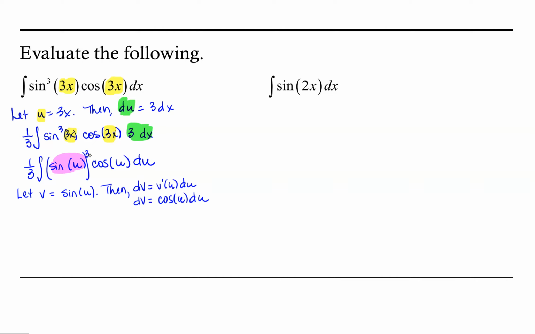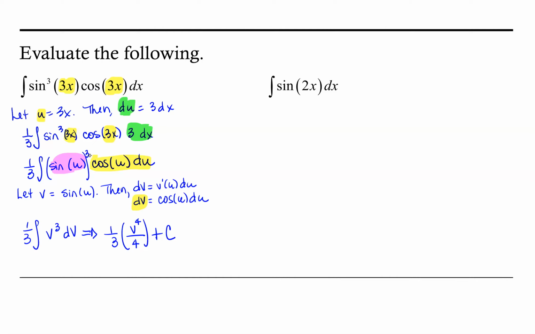And so I can see within my integral that I could replace sine of u with v. And so I would have 1/3 the antiderivative of v cubed. And then I can also see that my dv is cosine of u du, which we do have as part of our integral. So I could just call this dv. At this point, I could go ahead and integrate. I'd have 1/3 times v to the 4th over 4 plus our constant of integration.